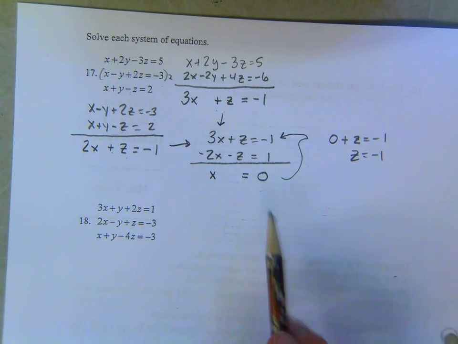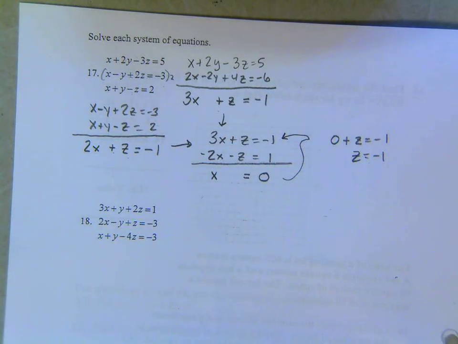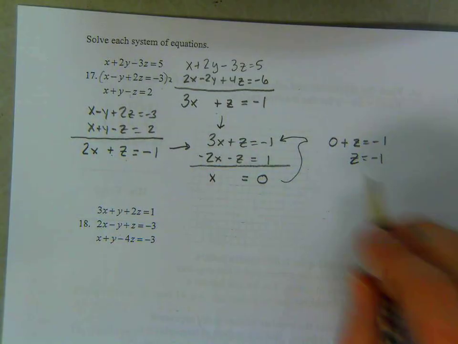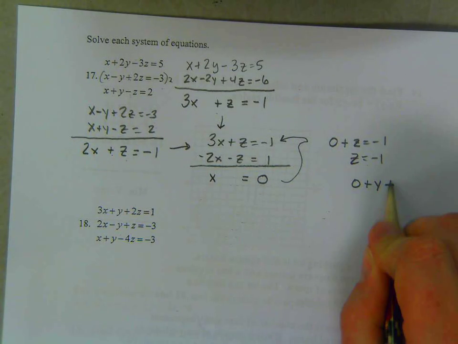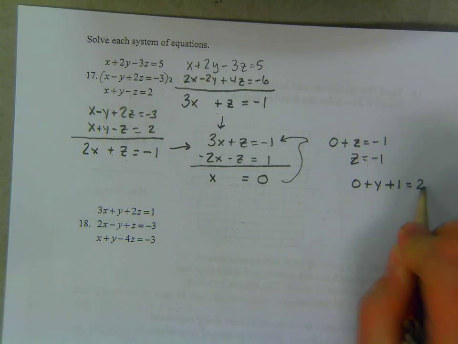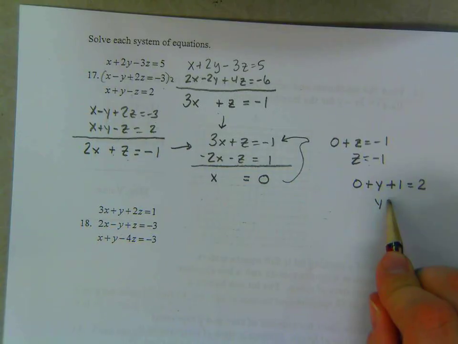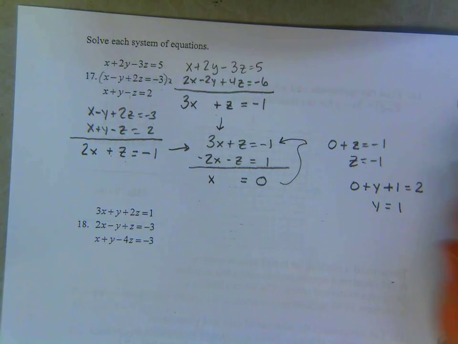Now I will plug both x and z back into one of our very original equations to solve for the third one, which is y. I'll just pick this bottom equation here. I've got 0 plus y minus negative 1 equals 2. So it appears that y is equal to 1. So I've got our answer: 0, 1, negative 1.